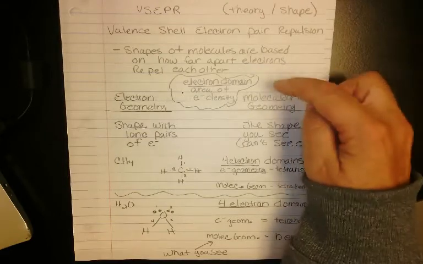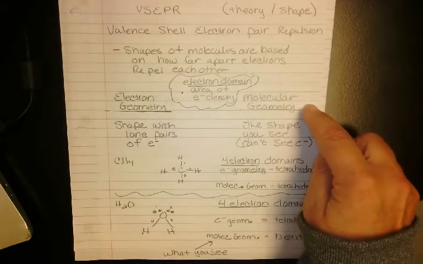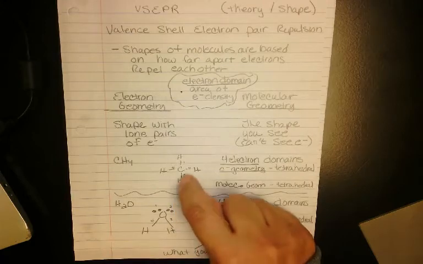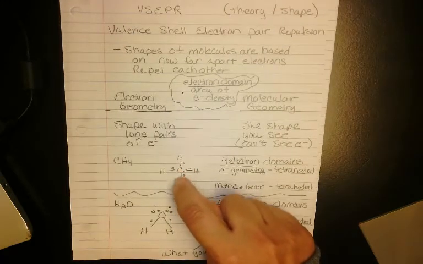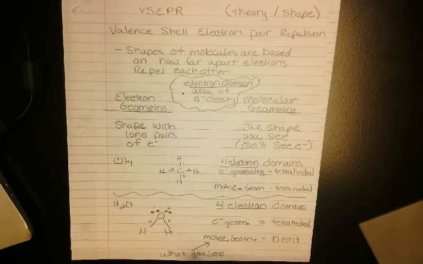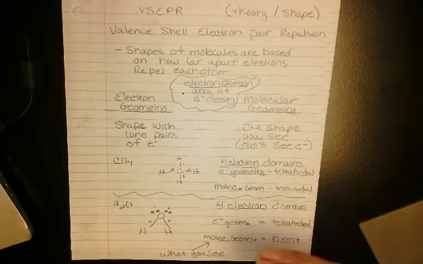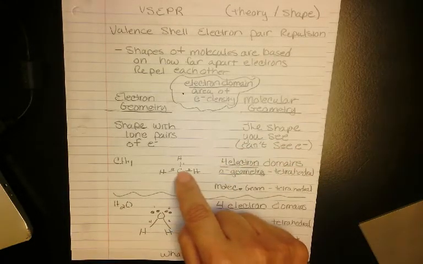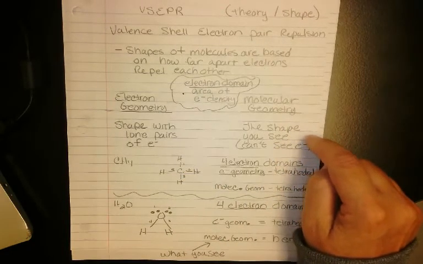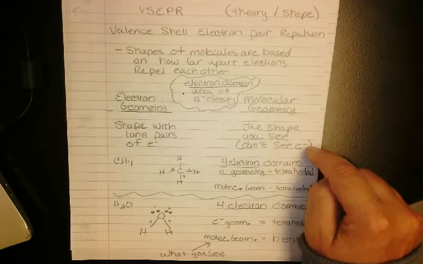Okay, so we're going to talk a lot about an electron domain, and that's just the area of electron density. If I look at this molecule, CH4, my electrons are hanging out in between the atoms where the bonds are. So we have 1, 2, 3, 4 electron domains or electron areas. So we have the shape that's based on the electron geometry, and then we have the molecular geometry, and that's the shape that we actually see, because remember, we can't see electrons, and some of these have lone pairs.